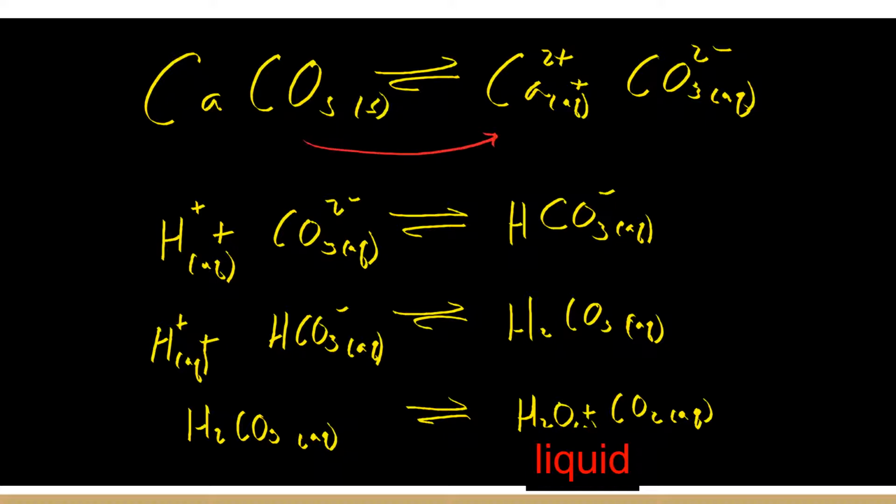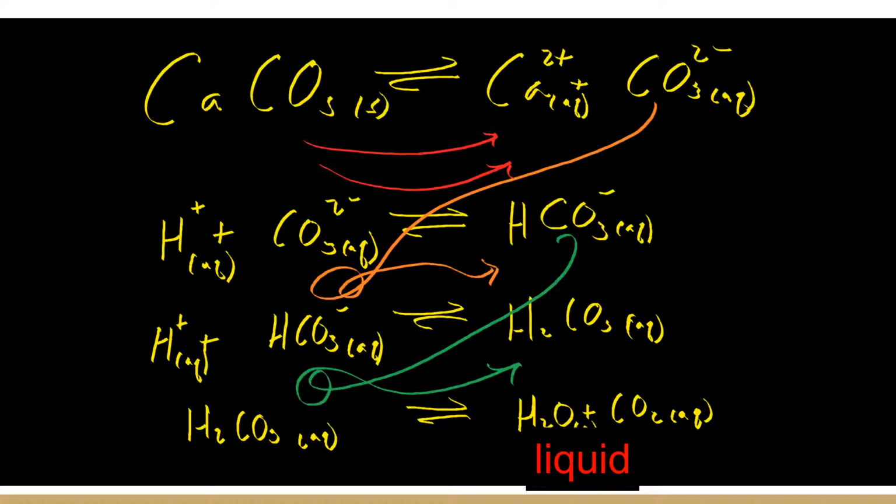Okay, now try to follow along. First, calcium carbonate dissolves, producing calcium and carbonate. Then H plus reacts with carbonate to produce HCO3 minus. That forces Le Chatelier's principle, the calcium carbonate, to dissolve more, to produce more calcium and more carbonate.